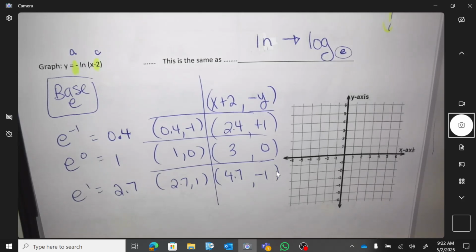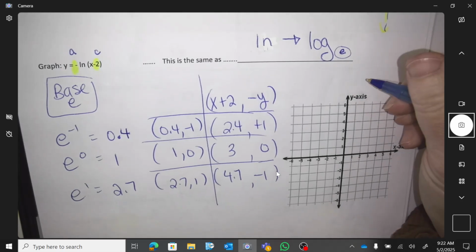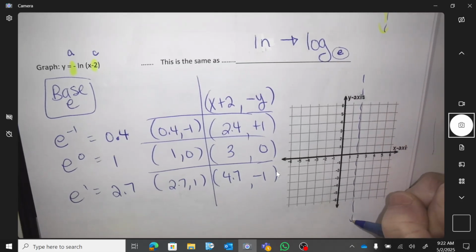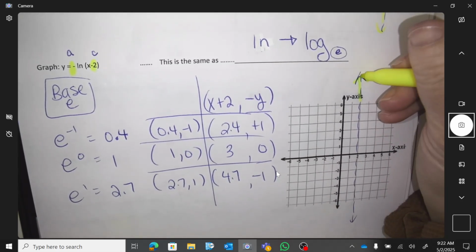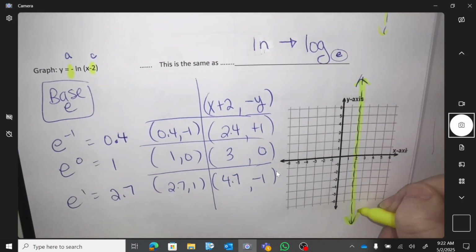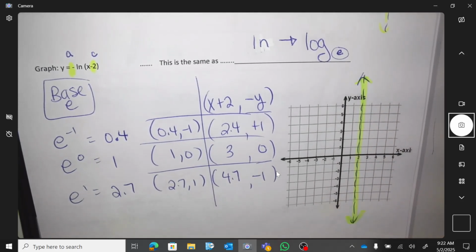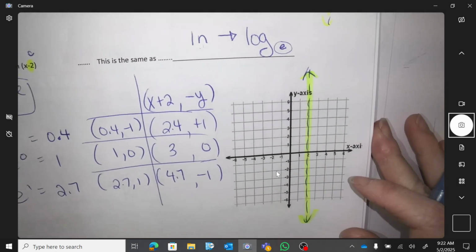Okay, and also before I graph my coordinates, it might be just a good idea to put my asymptote on there. Where is this vertical asymptote going to be? At right 2, x equals 2. If they ask you questions on the exam about just what's the equation of the asymptote, x equals 2.